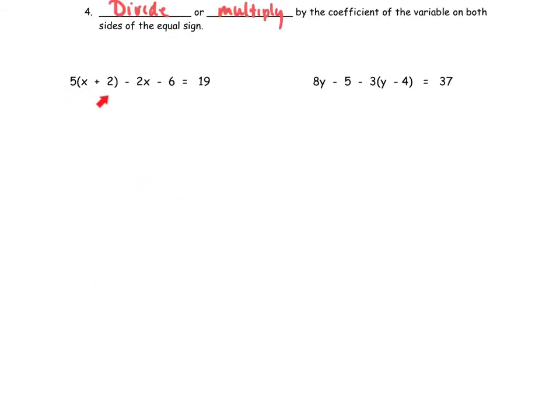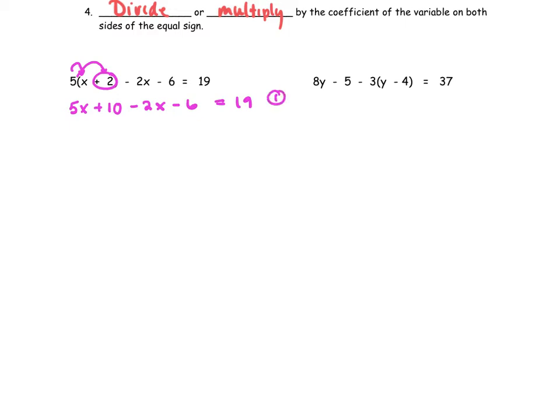As I look at my first equation, right away I see the parentheses. So we're going to eliminate that by taking 5 times x and 5 times positive 2. So 5 times x is 5x. 5 times positive 2 is positive 10. The other terms are not affected because they're not inside the parentheses, so I'm going to drop them down exactly as I see them. So that would be step 1.